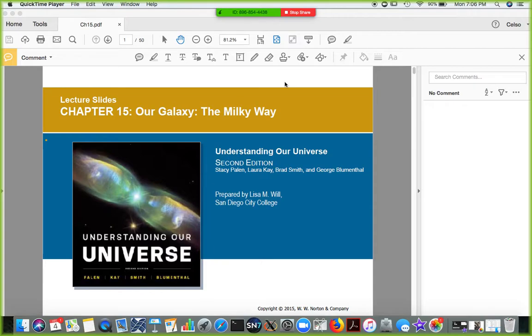And today we are getting together to go over some key points on chapter 15 that deals with the Milky Way. Last week we introduced the different types of galaxies in the universe: spiral, elliptical, and irregular, and we saw the differences between those three types of galaxies and their content. Today we are focusing on one, the galaxy we live in, the Milky Way galaxy.